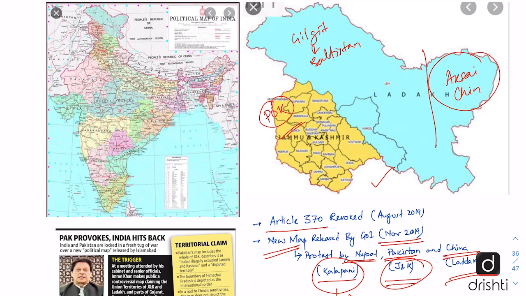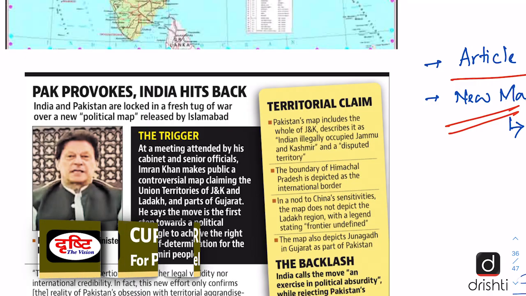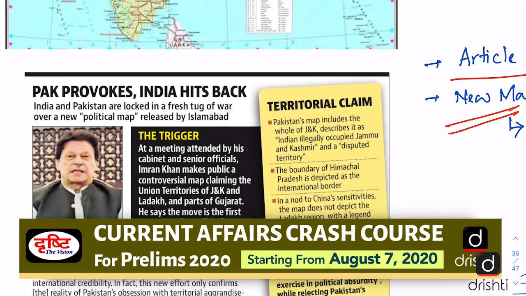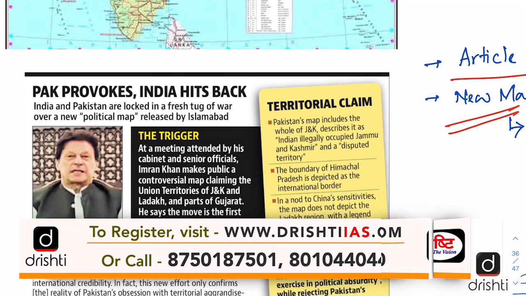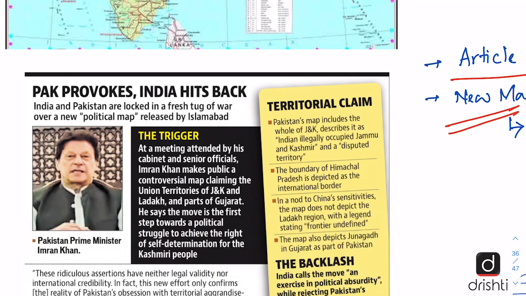And now Pakistan has also released a new map which shows territory which is very much under the possession of India as part of Pakistan. And Pakistan's territorial claim through this new map has been dismissed by India as an exercise in political absurdity because the claims are so wild and unreasonable.